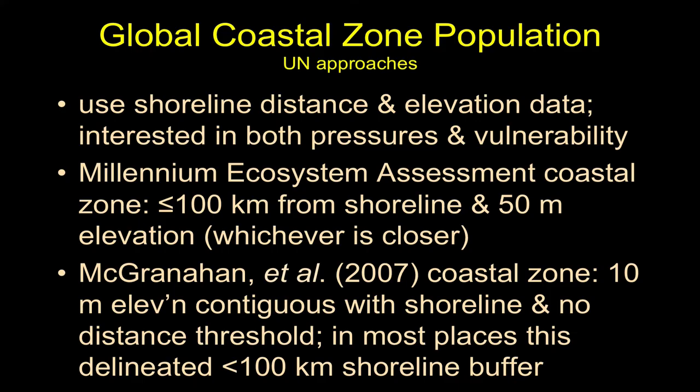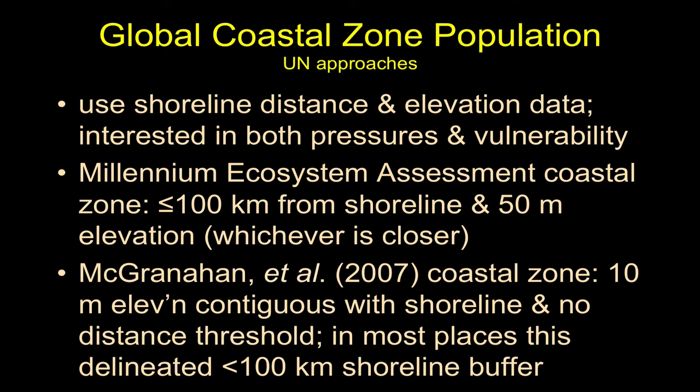A couple last examples here. When the UN does coastal zone projections, and the UN tends to do it for most of the world, right? In the US, we tend to focus on our country, but the UN is one of the default places when we talk about the situation at the global scale. They tend to use, not always, but oftentimes, both the shoreline distance and the elevation. The distance inland, how many people are there in that coast zone, that's usually an estimate of pressure. How much are we impacting the resources? And then the elevation data is some measure of risk, vulnerability.